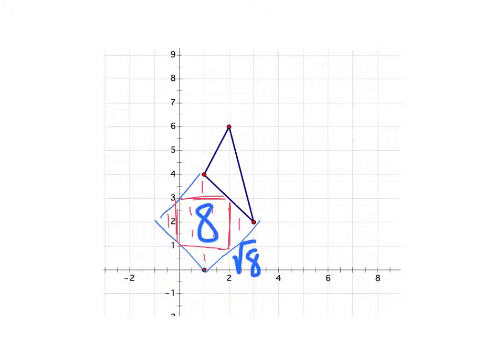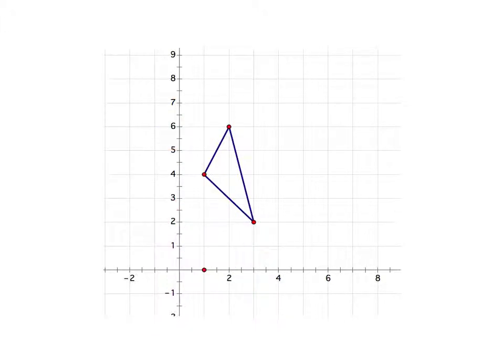Next one, that was up 2 over 1, so this is going to be over 2 and up 1, over 2 and up 1, down. Okay, let's break this thing up. I've got these little triangles here. This is 2, which means that this is 1, and 1, and 1, and 1, and 1. So this is going to be 5, which means this is the square root of 5.